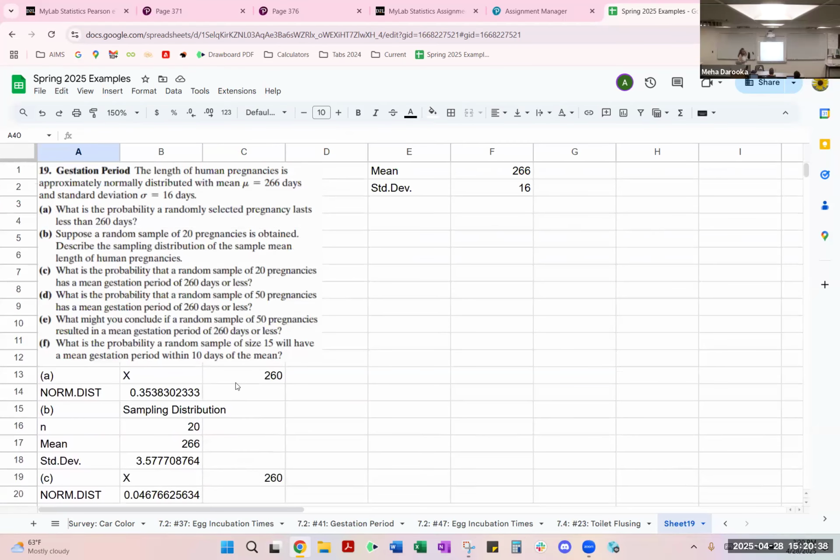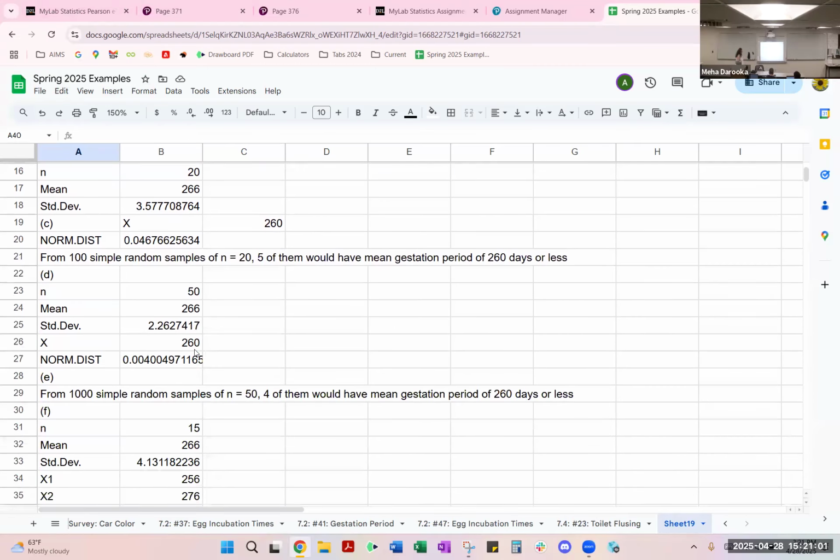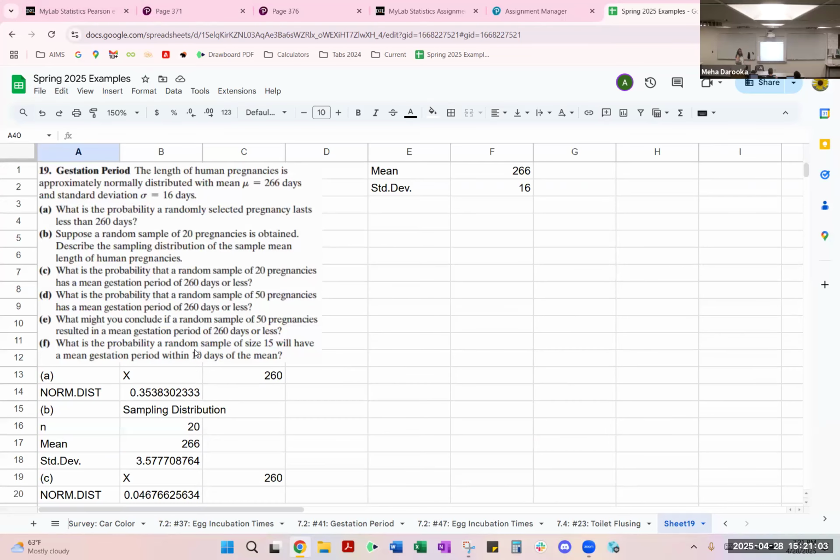So as you can see, guys, the math really is not different. It's how you calculate the mean and standard deviation, which again, the mean really is the same as the population mean, so you're not really calculating there. It's only as your sample size changes, you will need to calculate your new standard deviation and then use that to come up with your normal distribution values. Did any of you have questions on number 19?